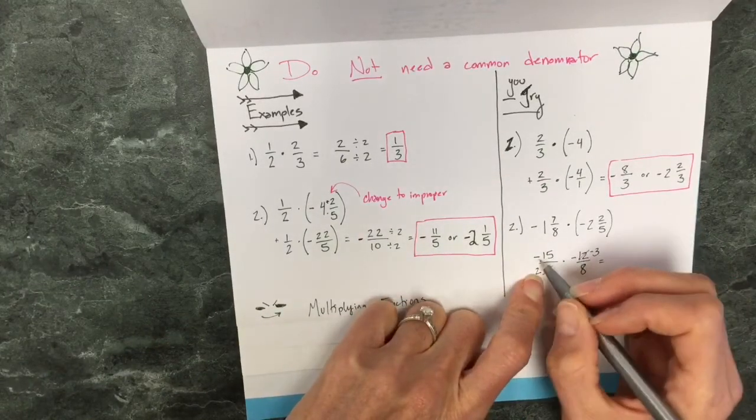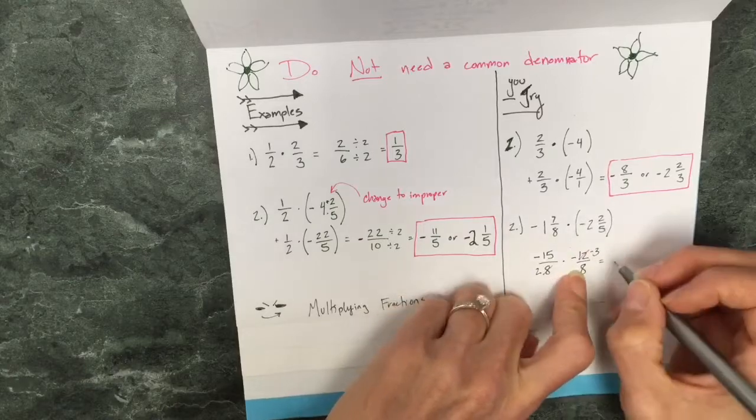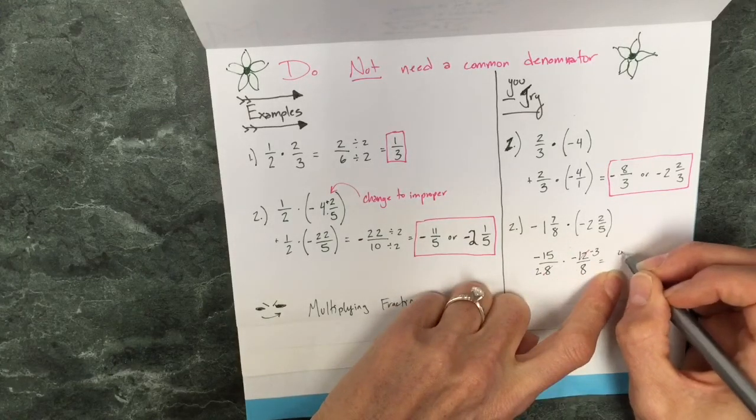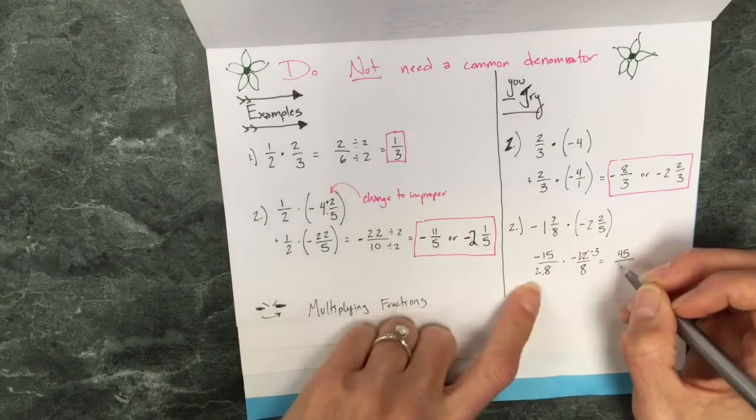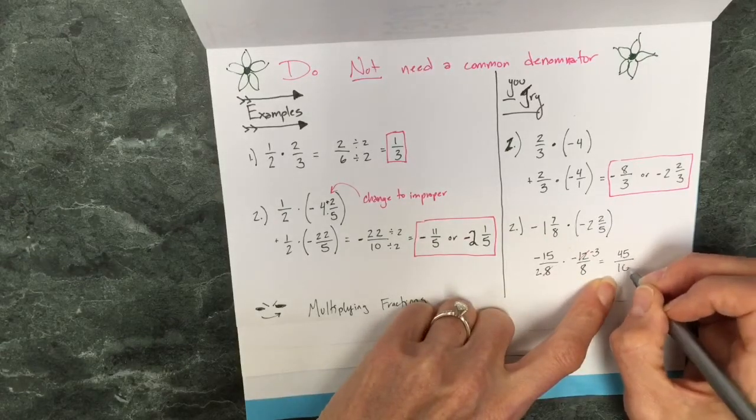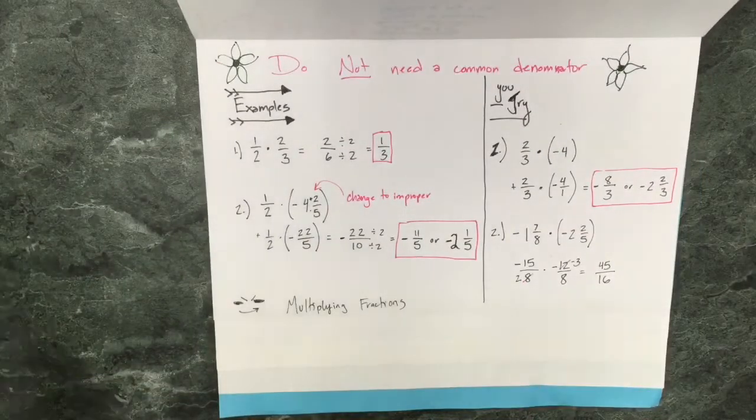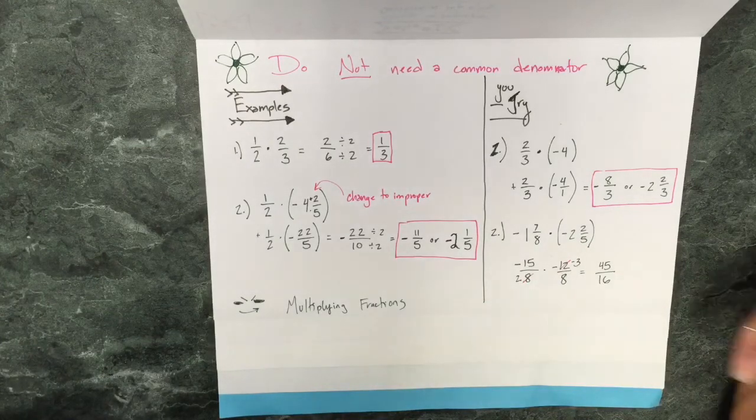So -15 times -3 is a +45. And 2 times 8 is 16. My answer is going to be positive. I'm trying to think if there's anything that goes into 45 and 16. And I can't think of anything, so I'm going to leave it like that.